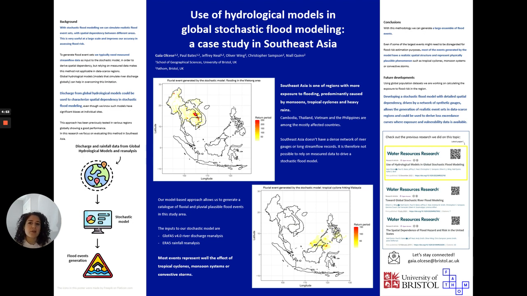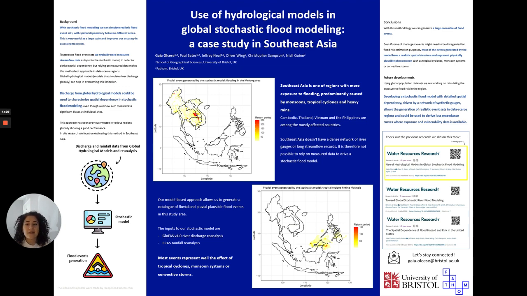This research is part of my PhD project at the University of Bristol in collaboration with Fathom and focuses on global stochastic flood modelling, more specifically on how global hydrological models can help us developing large-scale stochastic models in data-scarce regions. So, stochastic flood models allow us to simulate realistic flood events.